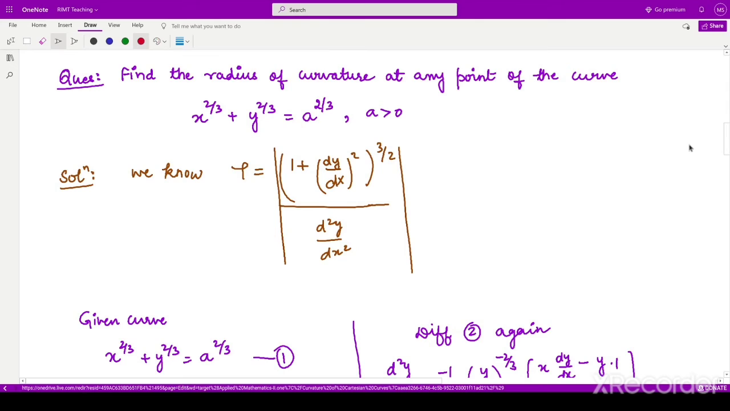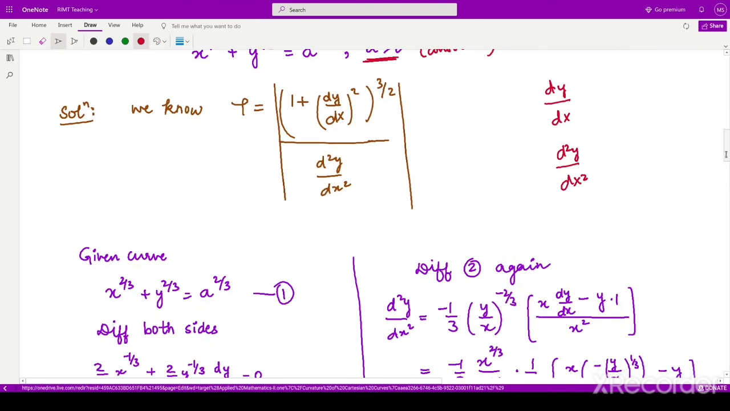So let us see an example. If we are given the curve x raised to power 2 by 3 plus y raised to power 2 by 3 equal to a to the power 2 by 3, where a is greater than or equal to 0 and is some constant quantity, then they are asking what is the radius of curvature at any point on this curve. We know the formula to calculate this radius of curvature. It is calculated using 1 plus the first derivative squared, whole raised to power 3 by 2, divided by the second derivative. That means we should find dy by dx and d2y by dx2. So the first derivative and second derivative are to be calculated.